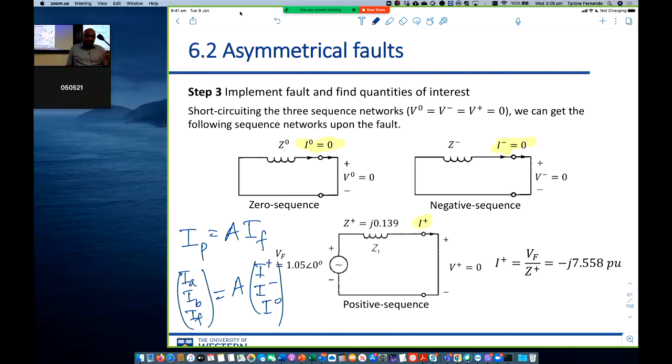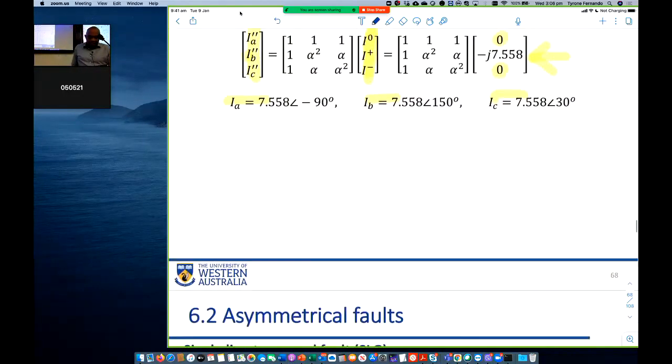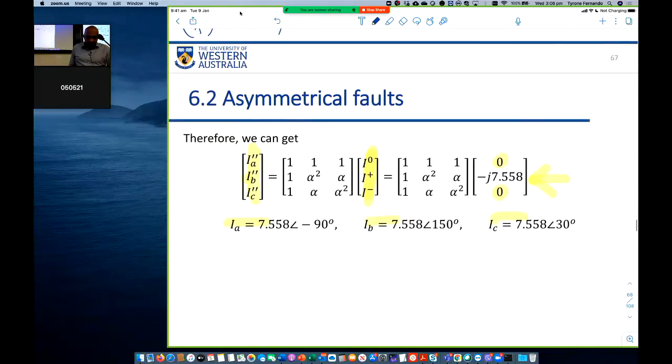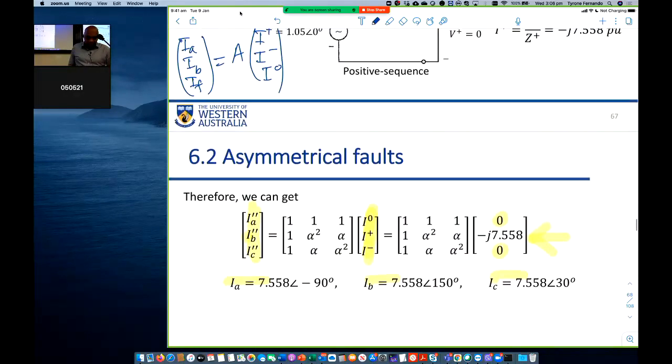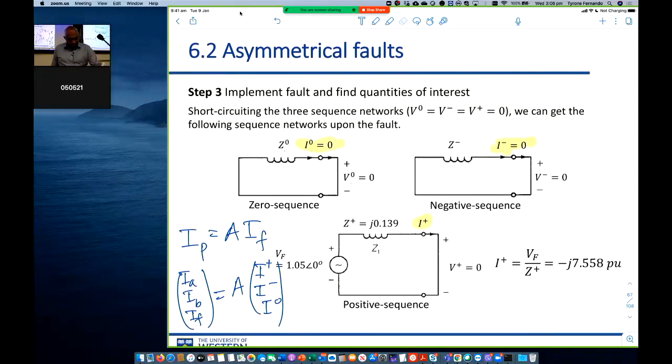So we can calculate phase A current, phase B current, phase C current because we know the sequence currents. That's a balanced fault, what we are looking at. Now, oops, I got these things mixed up here. It's actually zero sequence, positive sequence, and the negative sequence. It's just the order that is different. Yeah, the message is the same. If you know your sequence currents, you can calculate your phase currents. Yeah, okay.